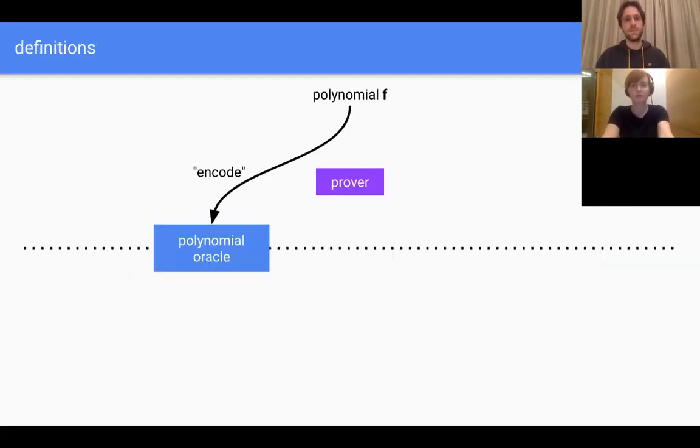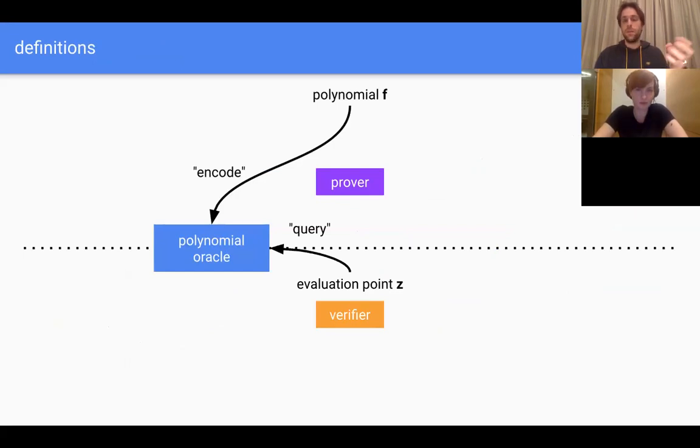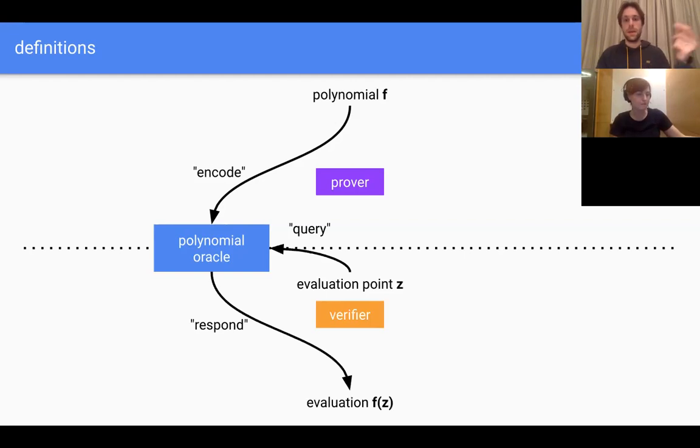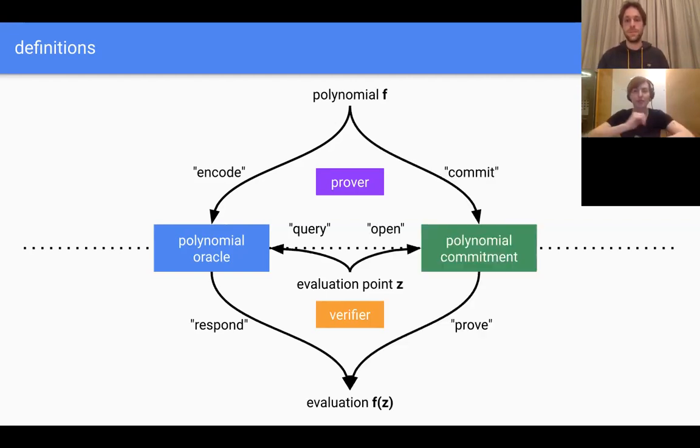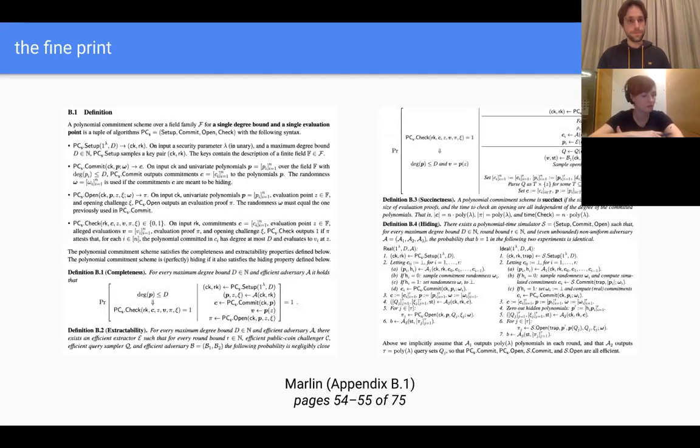I briefly gave the definition of a polynomial oracle and the polynomial commitment scheme. The idea of an oracle is an abstraction which tries to encode a polynomial, which could be extremely large with lots of coefficients, into just a single object which can be queried. You can make a query asking for the evaluation of that polynomial at a point. And then we have the equivalent commitment scheme on the cryptography side of things, and some formal definitions for cryptographers.